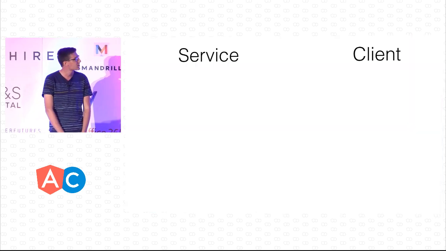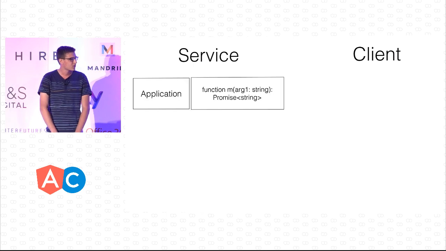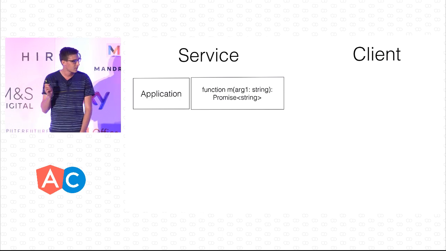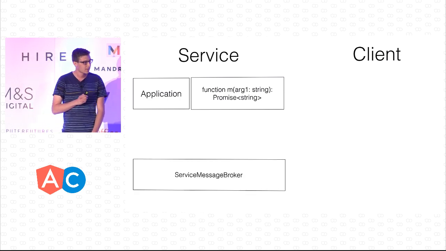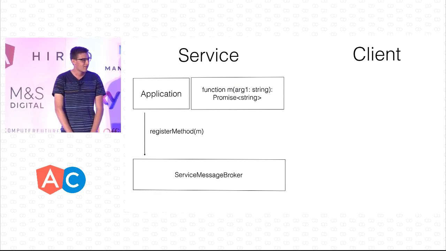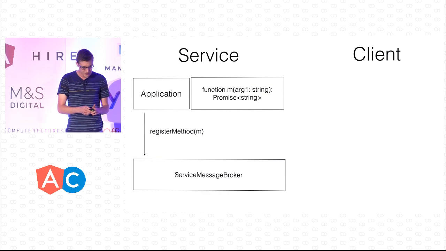What does that look like? Let's imagine we have a service. In the previous example, it would be the UI. So the UI has this function m. It wants to expose m to the client, and m has the following signature. So it loads the service message broker, tells it, hey, I have this method m. I would like to make it available to the client. Obviously, the client can't call it directly because they don't share any memory. So the service recognizes that.